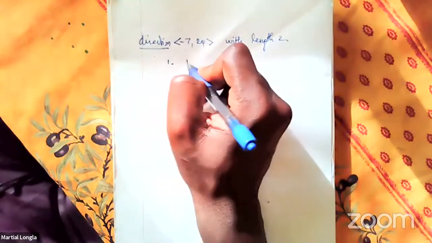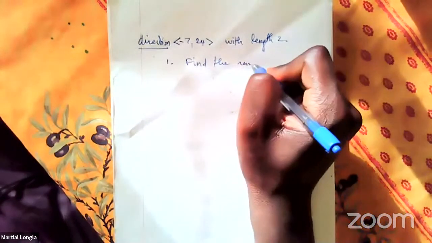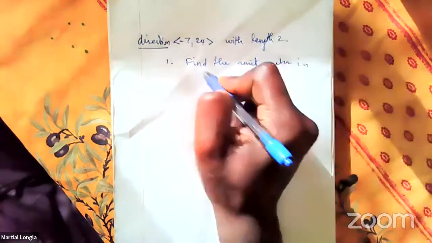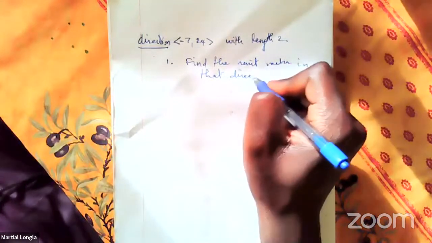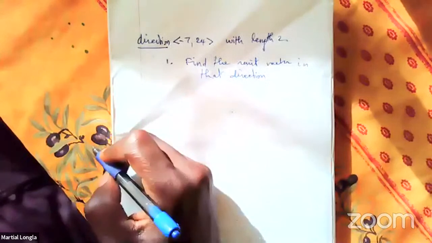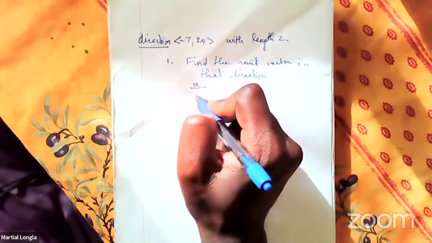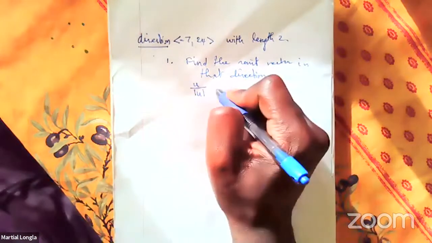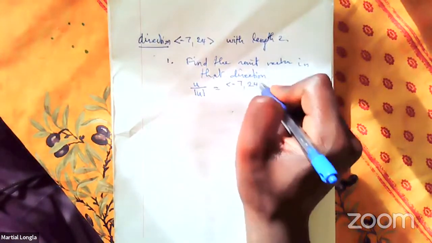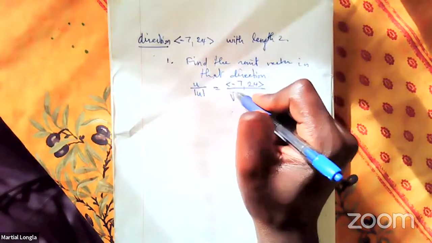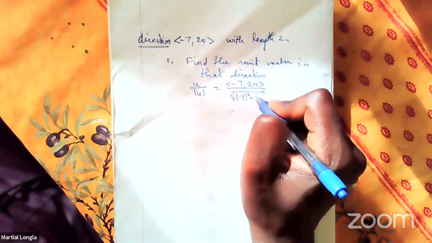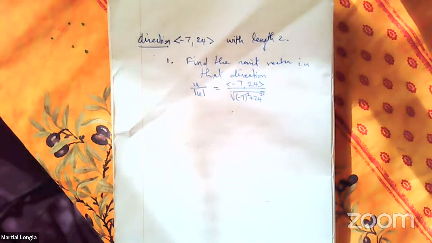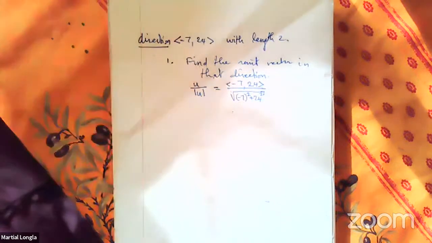Step one is you find a unit vector in that direction. So you find a unit vector in the direction that is given. How do you find the unit vector? You take u and you divide by the magnitude of u. This shall be the unit vector in that direction. So u is -7, 24. And you divide that by the magnitude of u, which is square root of -7 squared plus 24 squared. And that's how you would go about finding the unit vector.